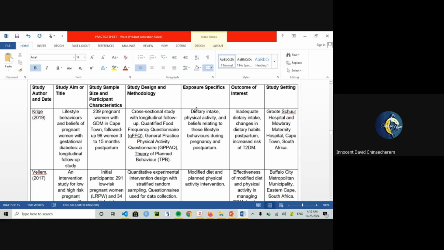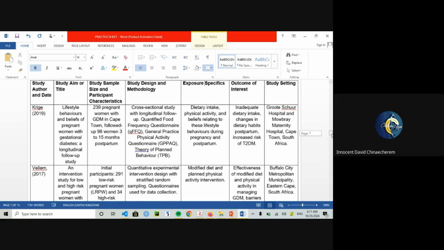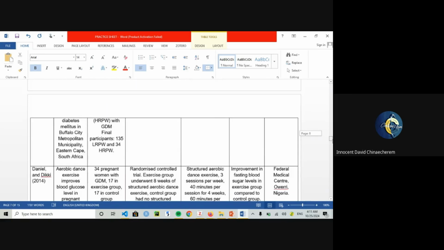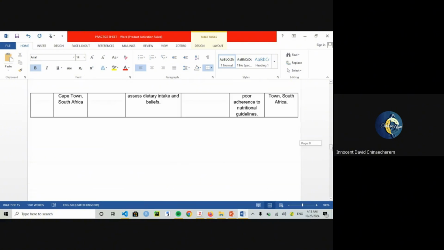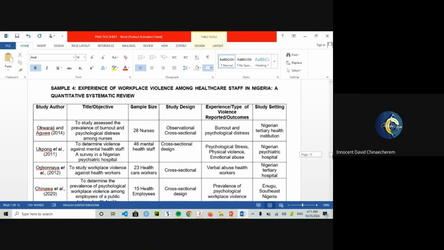In terms of its exposure specifics, what was extracted was the dietary intake, physical activity, and beliefs relating to this lifestyle during pregnancy and postpartum. Also, some of the outcomes of interest, which could sometimes be referred to as the findings, are inadequate dietary intake, changes in dietary habits, postpartum increased risk of GDM, and it was done in Cape Town. The same applies to the study by Valen 2017, Daniel and Dickey 2014, Creech 2018, and that's it.